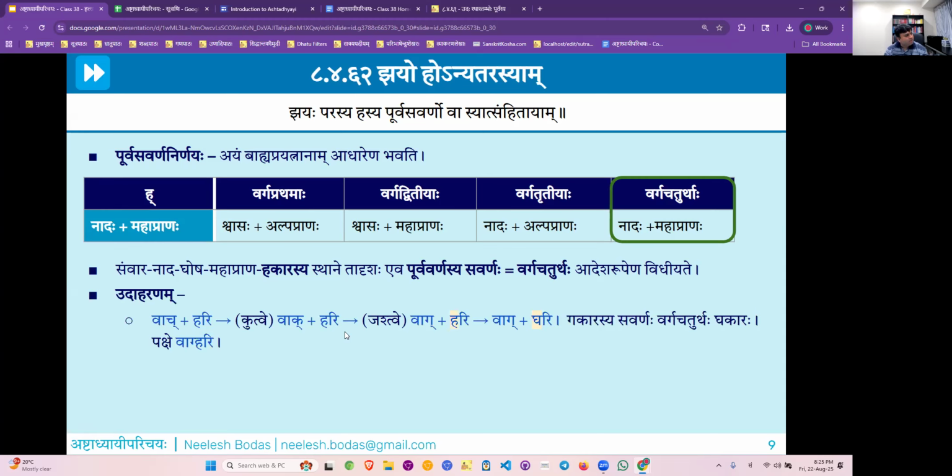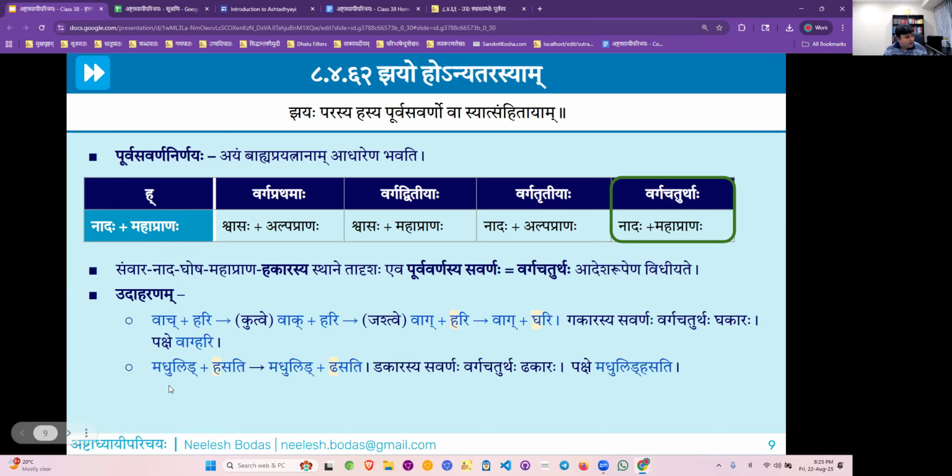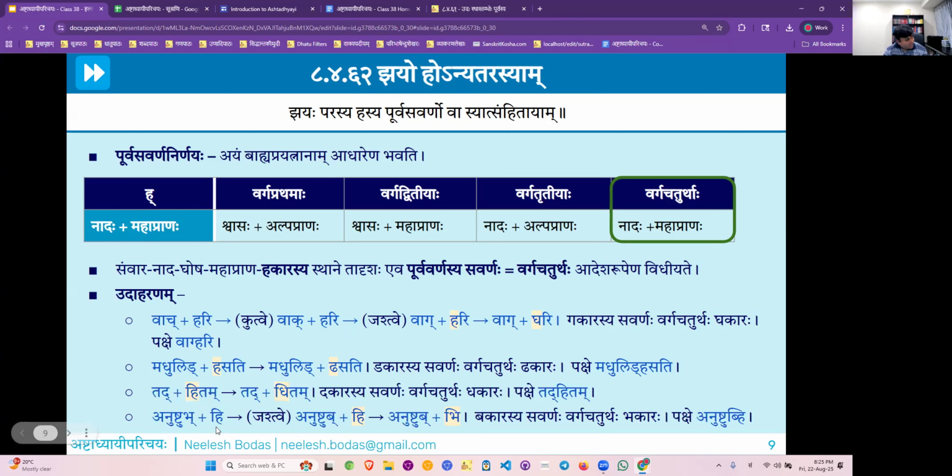Examples: vachah plus harihi, that's the samasa. So samasa, the first step I have not written, but vachah plus harihi is the starting point. Vach plus hari, vak plus hari, just way vag, and then varga chaturtha: vag plus ghari. Madhulit, the insect, honeybee. Madhulit hasati, Madhulit dhasati. H becomes dh. Tad hitam, tadhitam. Anushtubh hi, anushtubh bhi, and so on. So you can take a look at the examples.